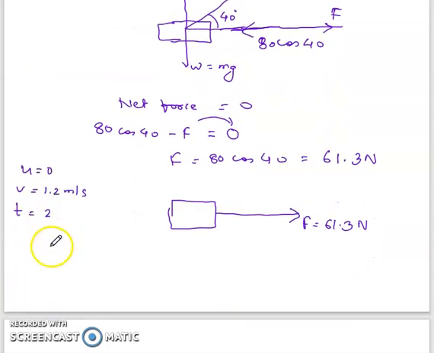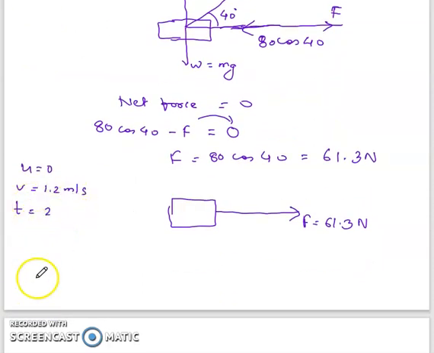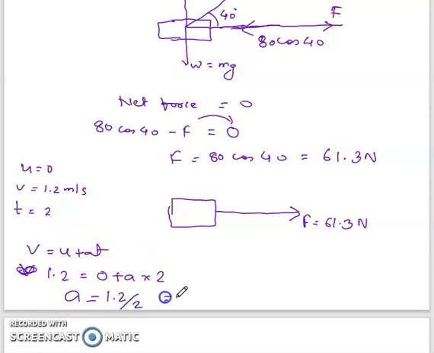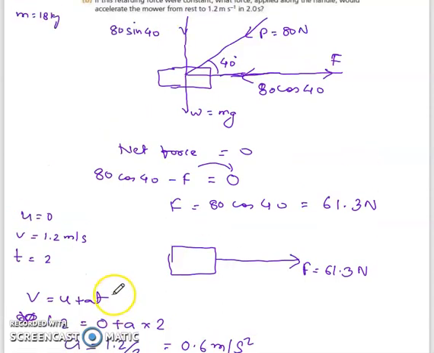So from here, can we calculate the acceleration first? How can we calculate it? Using v is equal to u plus at. V is 1.2, u is 0, acceleration we don't know, and time is 2. So a is equal to 1.2 divided by 2, which is 0.6 meter per second squared. So we now have the acceleration.